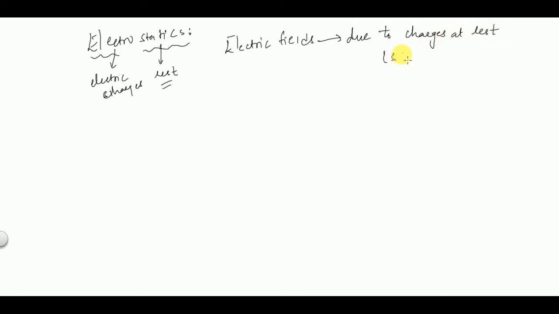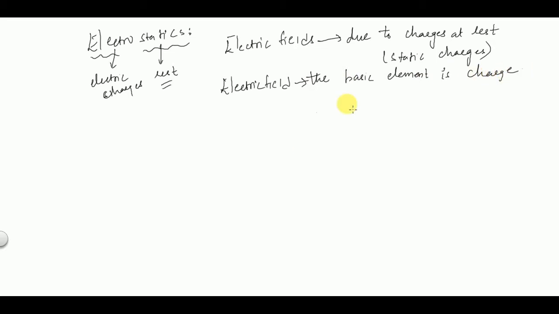So these charges at rest are also called static charges. So in the electric field the basic element is charge, that is, the electric field is due to charges.